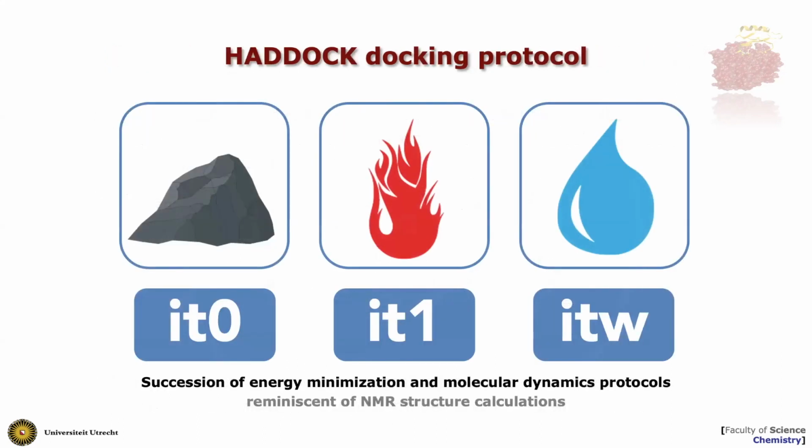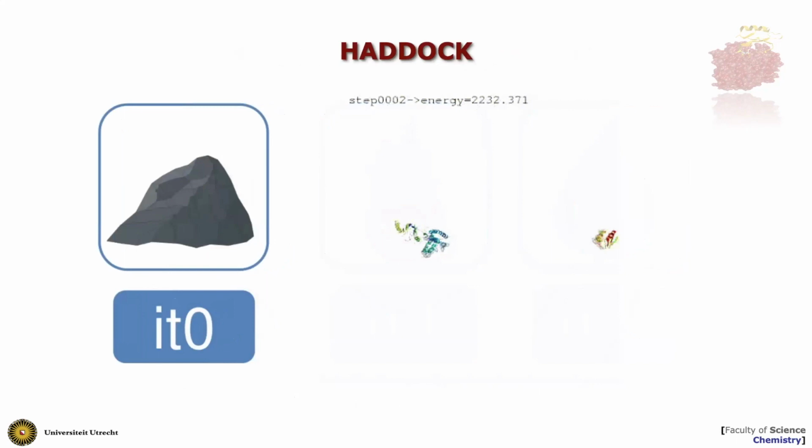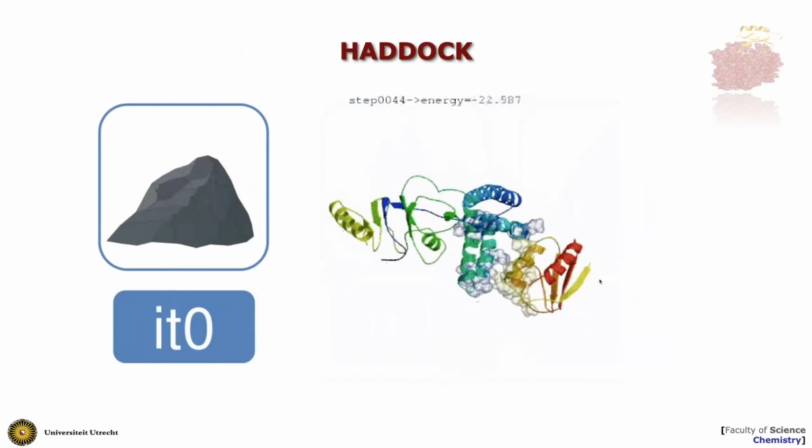So the protocol in HADDOCK consists of three stages. In the initial stage, we're going to treat the molecules as rock solid, so it's a rigid body energy minimization process. Then we are going to refine the interface using some kind of simulated annealing scheme, so we start at high temperature and cool down the system. And at the end, we might solvate the molecules in water and then do a very short refinement of the models.